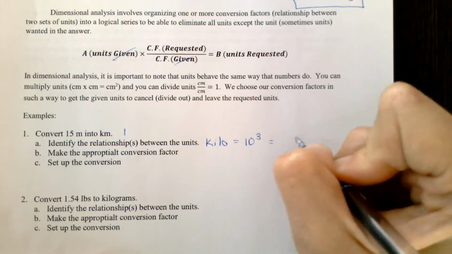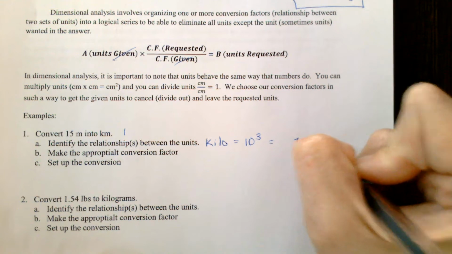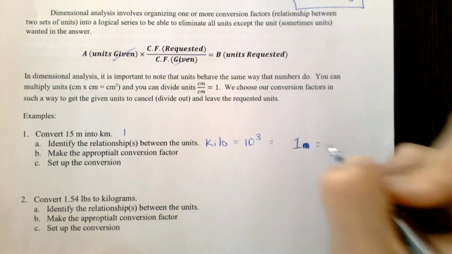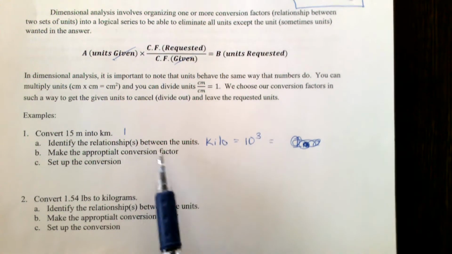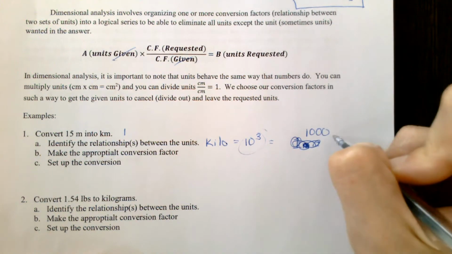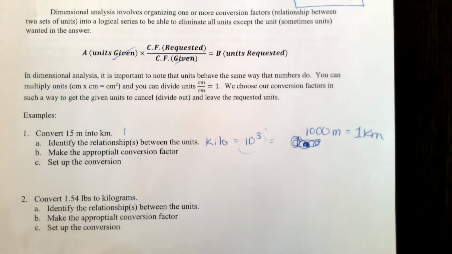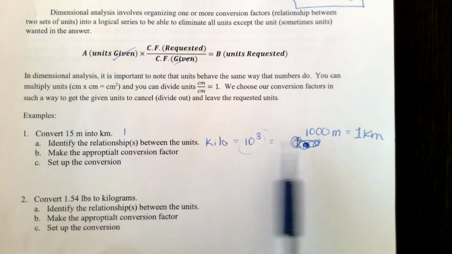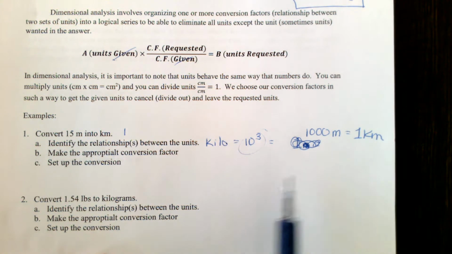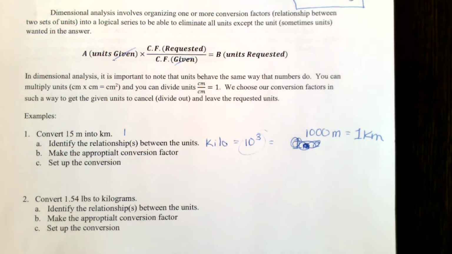That means you need 10 to the third of the base unit to equal 1 of the kilo. So what that means for us is, backtrack here, our base unit is meters, and this goes with kilometers, so we need 1,000 of the base unit, which is meters, to equal the 1 kilometer. This multiplier always goes with the base unit, and it equals 1 of the prefix. Okay, so we're going to make the appropriate conversion factor now.